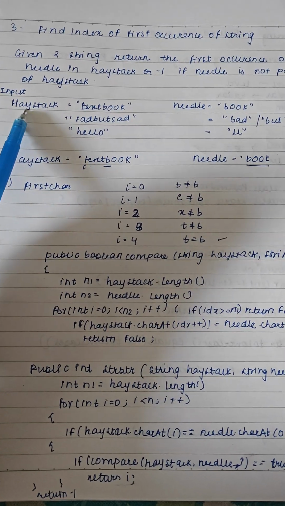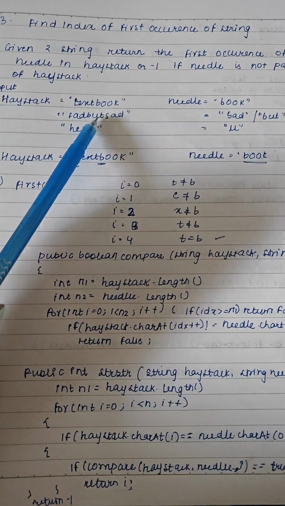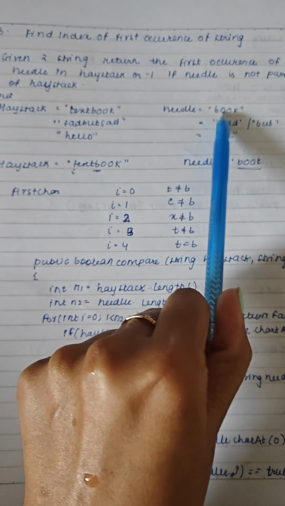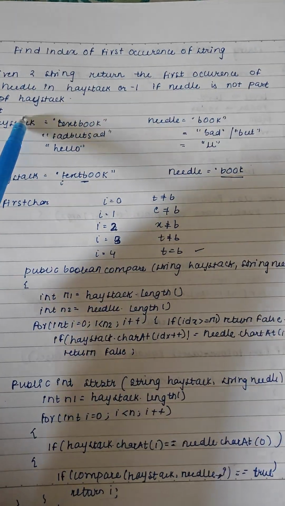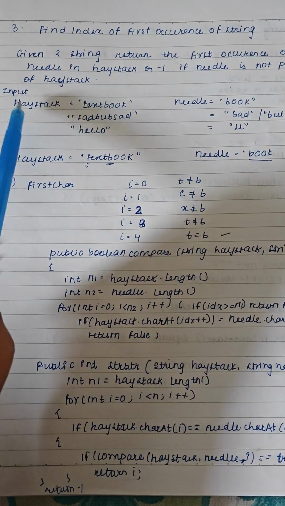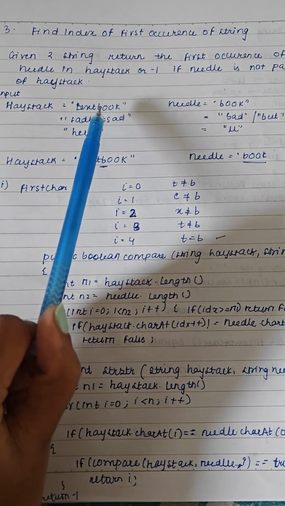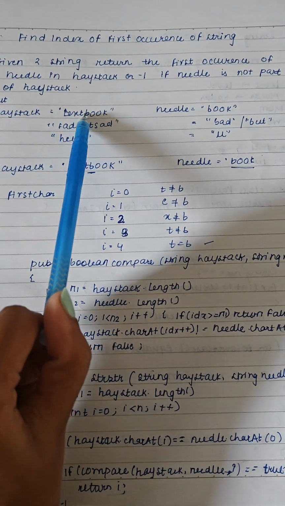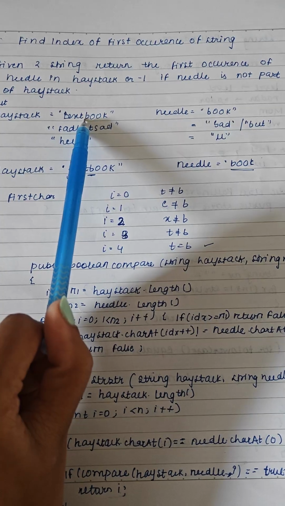So here we are given an input like haystack and needle. In haystack a string is there, like textbook, sadbutsad, hello, and in needle the part of that string, like book, sad, but, or ll. We have to check whether needle is in the haystack, and if it is, we have to return the index. Here, textbook and needle has book, so if you compare, book starts from here, so index 4, so we have to return 4.